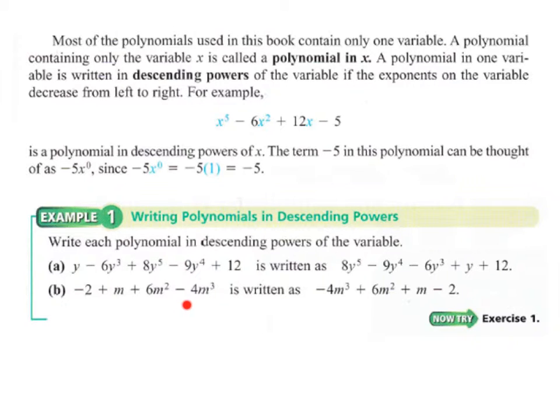Same sort of question here. Highest degree is the negative 4m cubed, so that starts. Then we've got a 6m squared, plain m, and then a minus 2. So just putting that in order of descending powers.